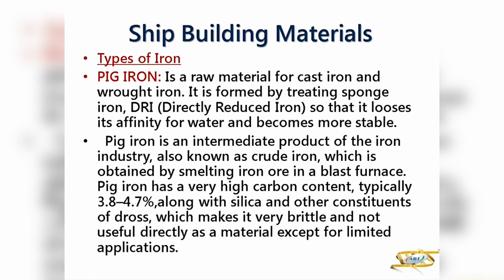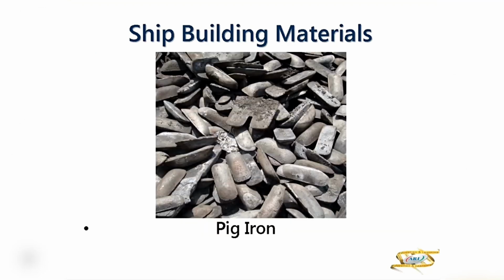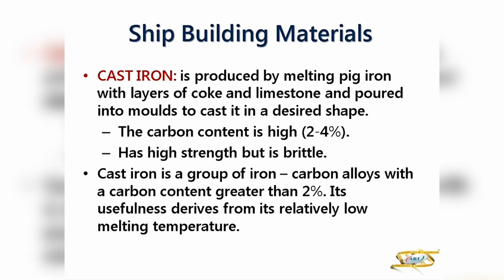Now it's got very high carbon content, therefore you can't use this pig iron in the industry. So pig iron has got carbon content of 3.8 to 4.7. Because of that, it becomes very brittle. So you cannot use the pig iron for making anything, but it is only used for making cast iron and wrought iron. This is pig iron. So अगर आप देखो इसकी with layers of coke and limestone. Coke is petroleum coke, not Coca-Cola. Coke is petroleum coke, pet coke, and poured into molds so that you can cast into desired shape.